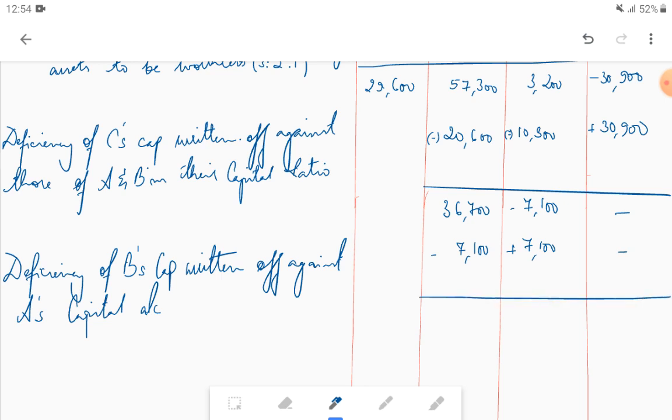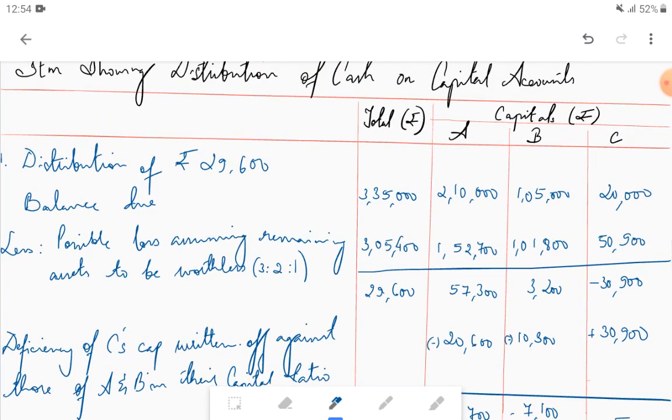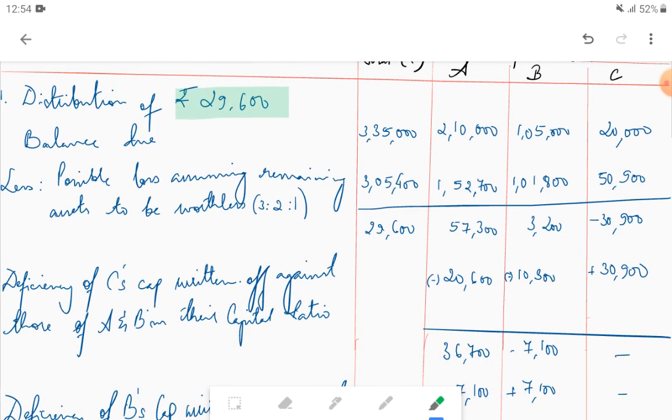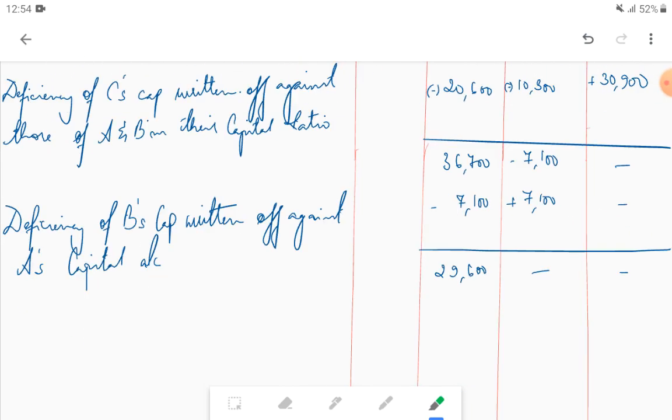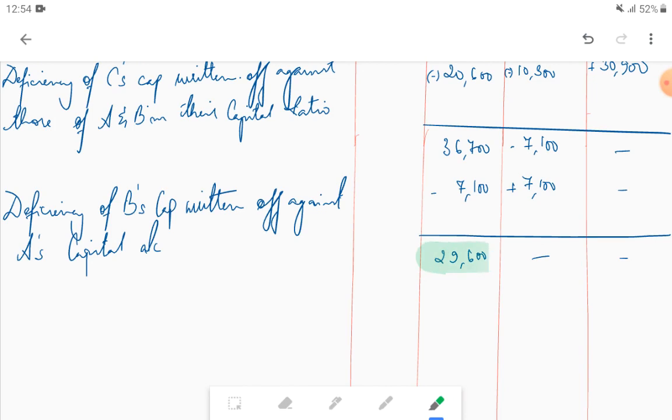So now let's see. 36,700 minus 7,100 amounts to rupees 29,600. And in case of partners B and C, nil amount. So if you look at the distribution first, we are supposed to be distributing 29,600. In order to distribute that, we had to figure out which partner is supposed to receive how much. The full amount is going to be received by partner A, because the other partners have deficiencies in their accounts.